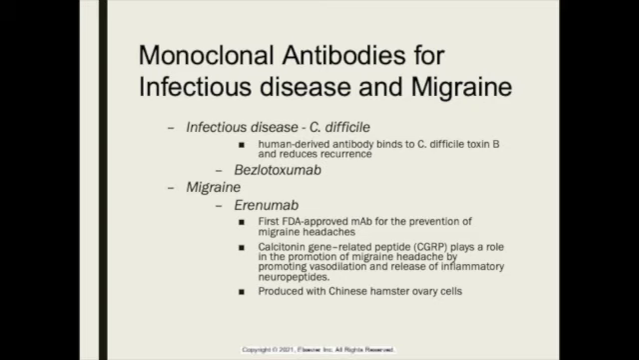In terms of monoclonal antibodies that are used for infectious disease and migraine, these are the two drugs that we have here. Bezlotuzumab is used for patients that are undergoing current antimicrobial treatment for C. diff, but they're at very high risk for recurrence. And so by giving them a monoclonal antibody, we're hoping to reduce that risk. The human-derived antibody is going to bind to C. diff toxin B, and it's going to reduce the recurrence.